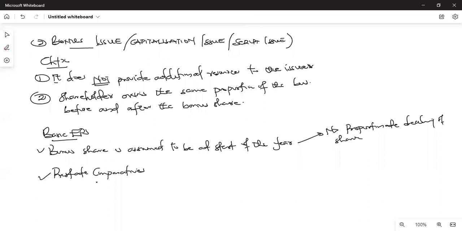So you state your comparatives by applying the inverse of your bonus fraction.